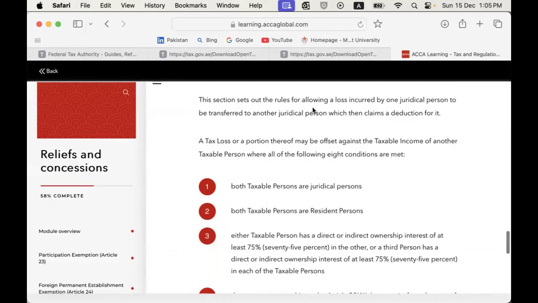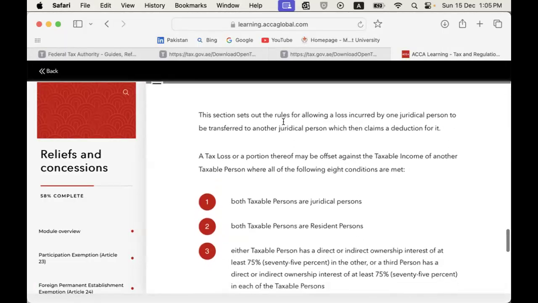This section sets out the rules for allowing a tax loss incurred by one juridical person to be transferred. Okay, this is a transfer of tax loss, but I think we have to look at the carry forward of tax loss wordings very carefully. Do some research on your own as well, okay? And then let us discuss this in the next session.